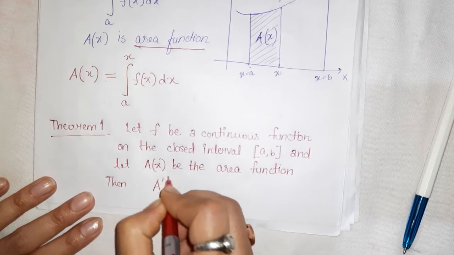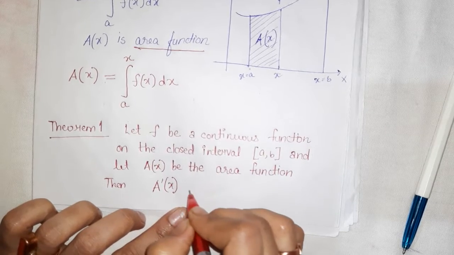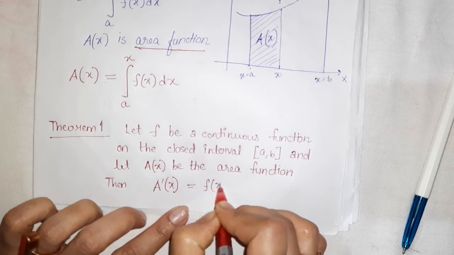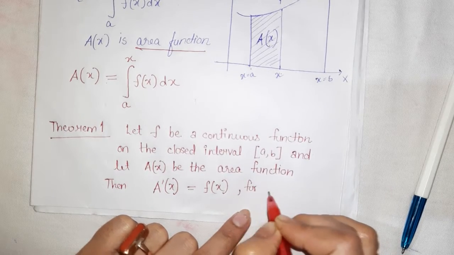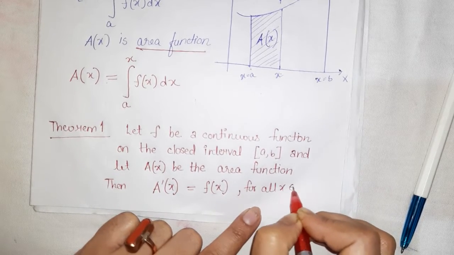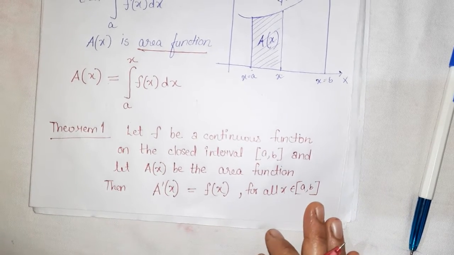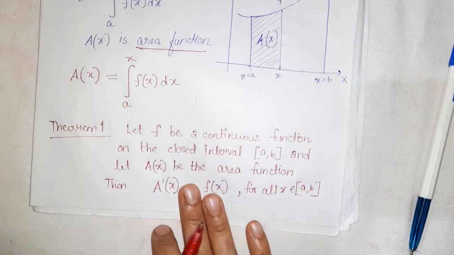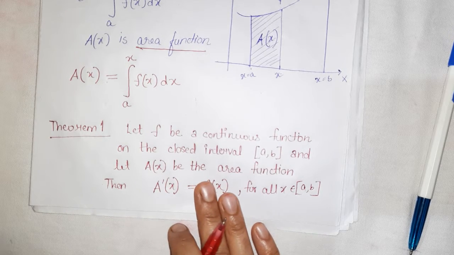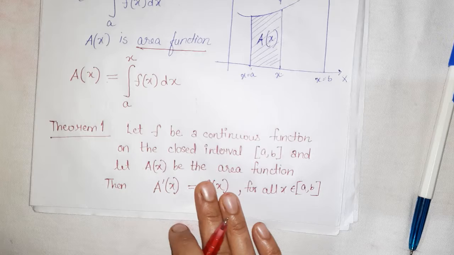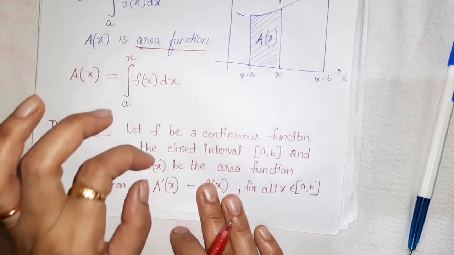A dash of x means differentiation of this area function will give you the function itself, that is f of x, for all x belongs to the closed interval ab. Meaning f is a continuous function on the closed interval ab, and A of x is the area function that we just studied.